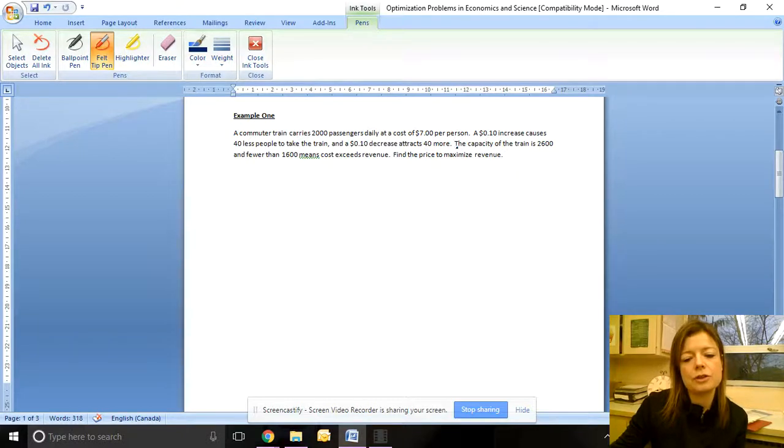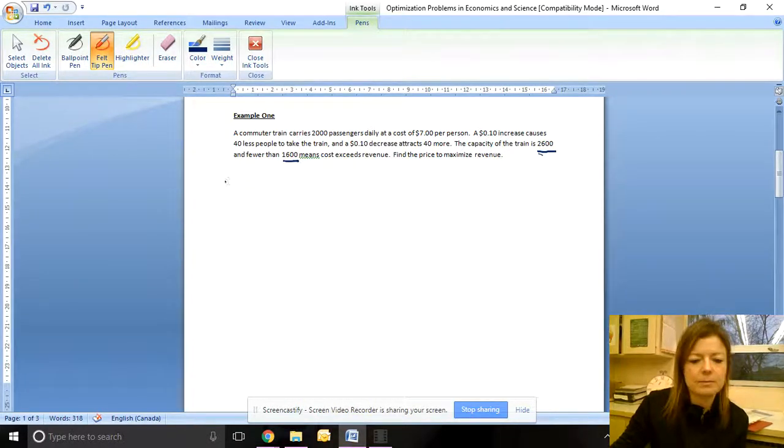Okay, so what's new is this next part, where it gives you the capacity of the train. So it gives you restrictions. You can't have more than 2,600 people on the train, and fewer than 1,600 means that it's just too expensive. So we know that the number of passengers has to be between 1,600 and 2,600. So we will consider that in our restrictions shortly.